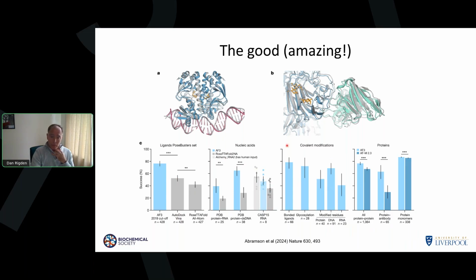We're modeling covalent modifications, glycosylations, things reasonably well. And in terms of the comparison with AlphaFold 2, we're modeling single proteins a little bit better, protein complexes a fair bit better, and hard protein complexes, and we'll talk about why they're hard later on, much, much better. So plenty of good reasons to be excited about AlphaFold 3.